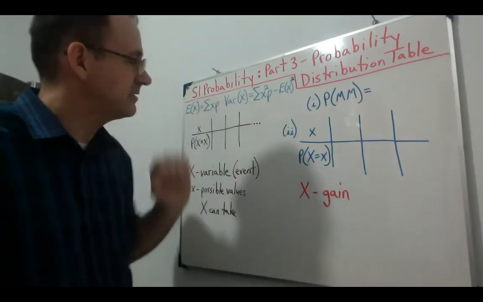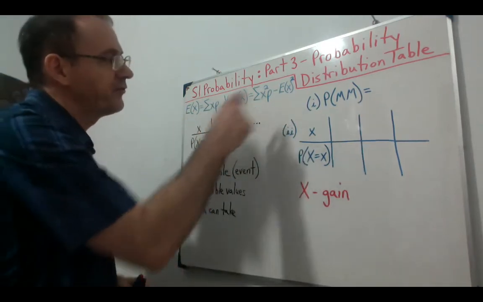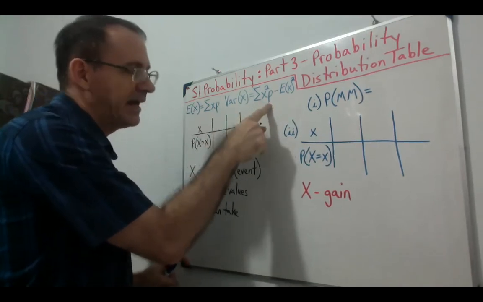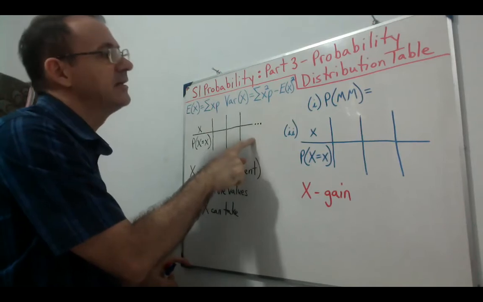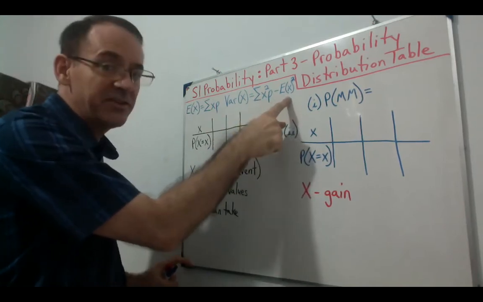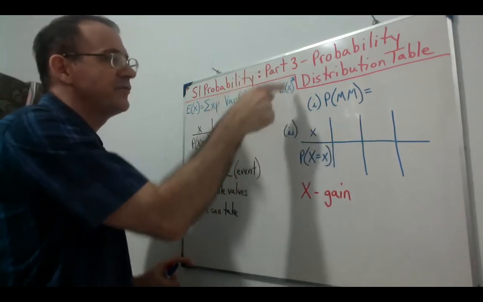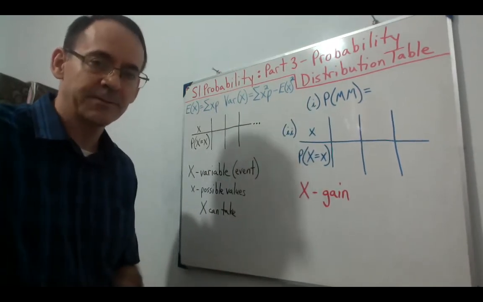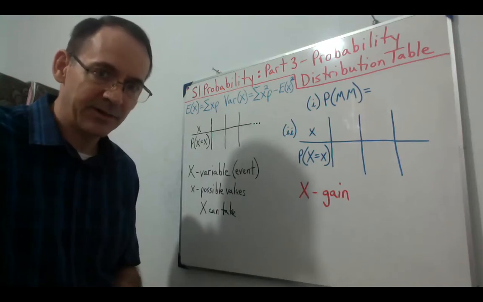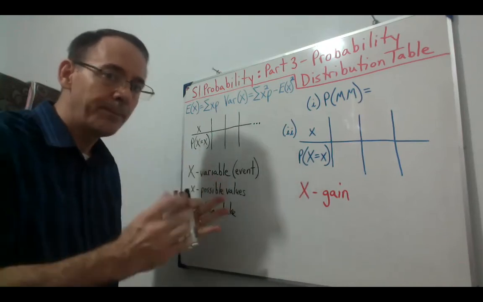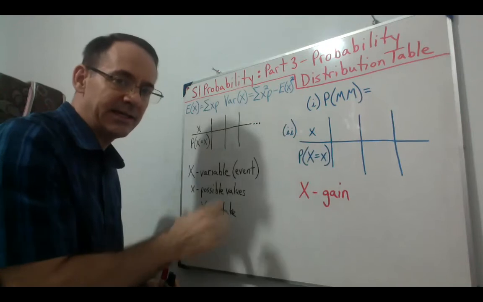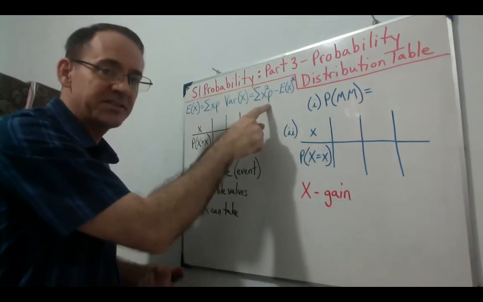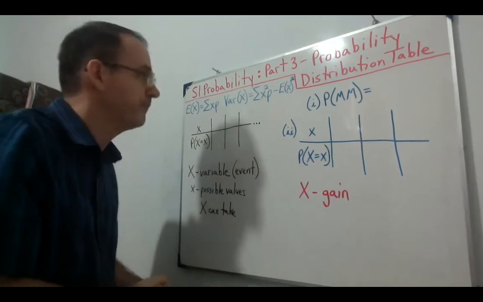Then variance is going to follow this formula: the sum of the x squareds times their probabilities minus the mean squared. And again, this is very similar to the formula you learned for variance back in the beginning of the statistics book, but it's been modified again for the probability distribution table. So instead of frequency, you now have probability.